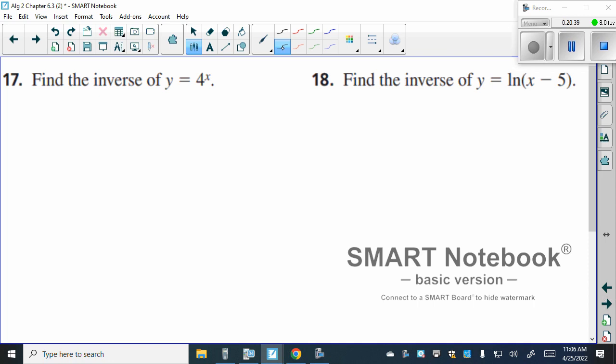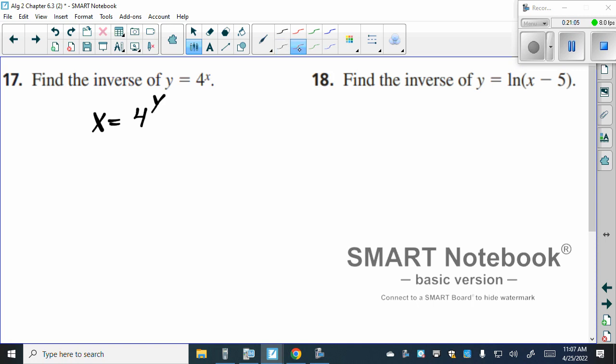So the next one we have is y equals 4 to the x. The first thing we need to do, and I need to try to remember, is that we do need to switch the x and y. So x is equal to 4 to the y. Now doing the switching, just changing from natural log or exponential to logarithms or logarithms to exponential, works just fine.